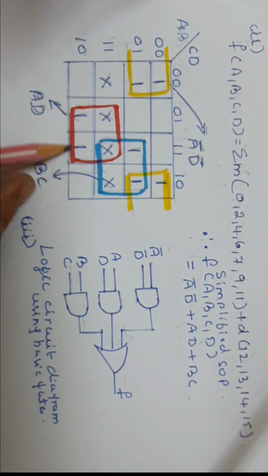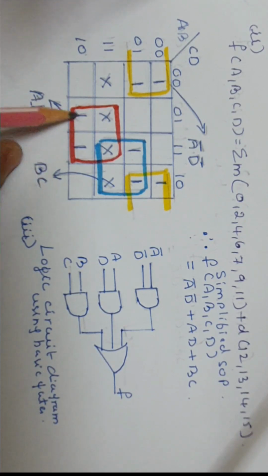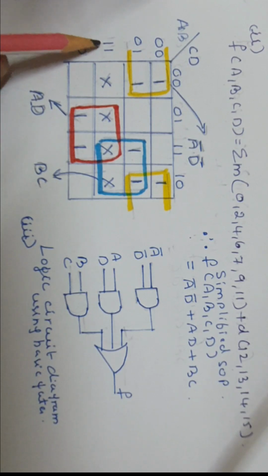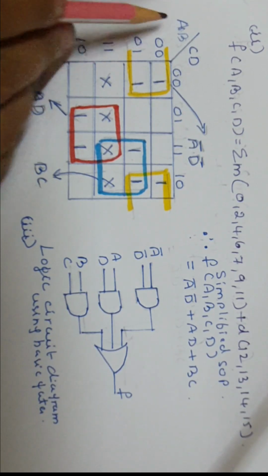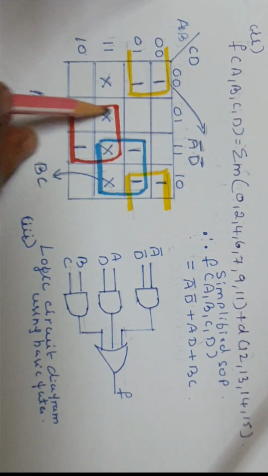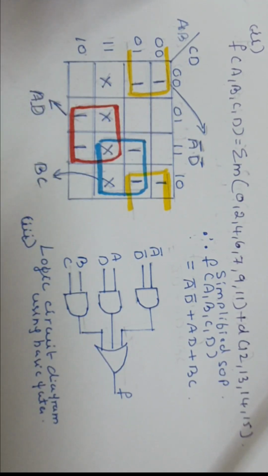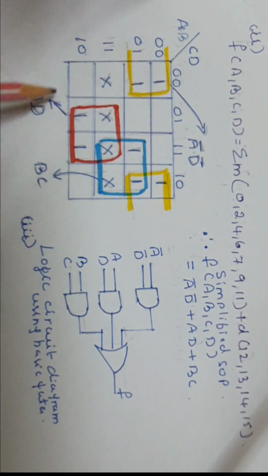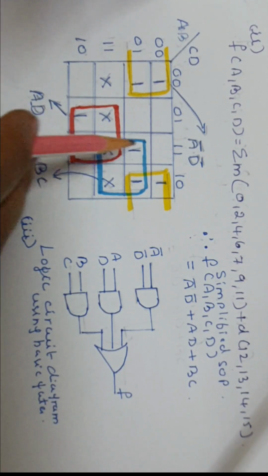In the third group here, these four members are covered in these two rows 1, 1, 1, 0. This first one which corresponds to A, that is common, hence A. These four members are covered in these two columns. Here 0, 1, 1, 1. Second one with respect to D is common, hence D. Okay. So row wise A is common, column wise D is common in this group. So then that step is over.